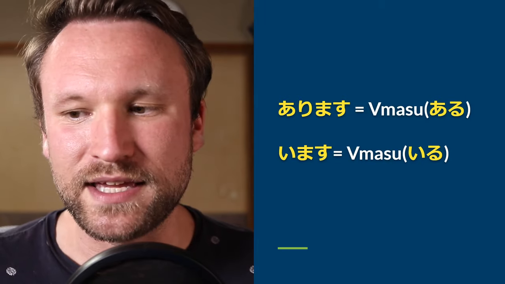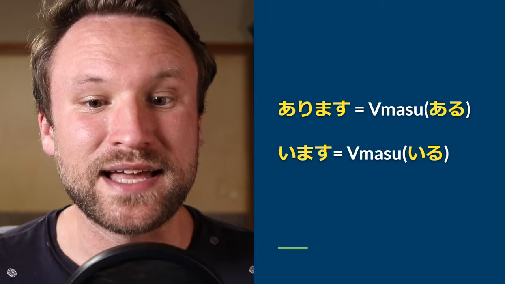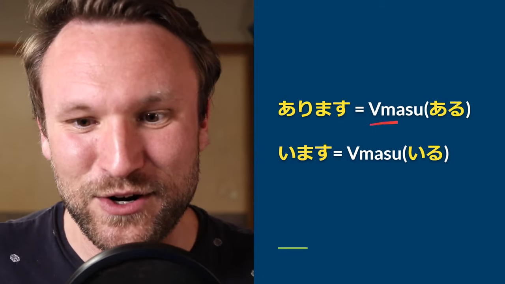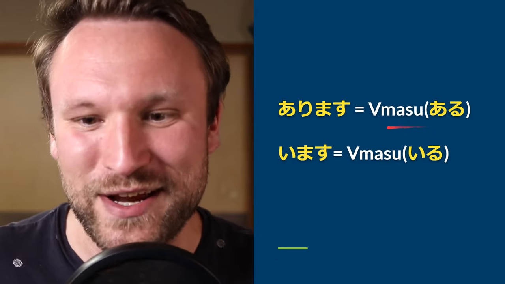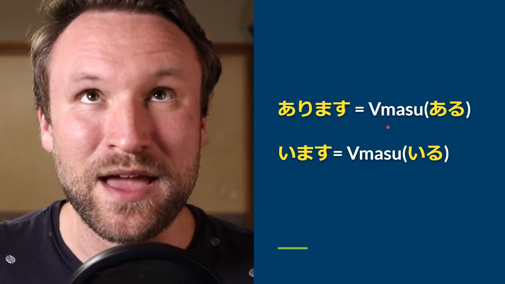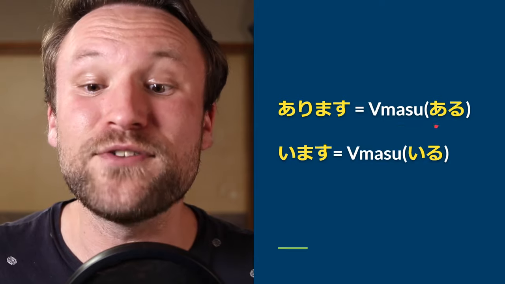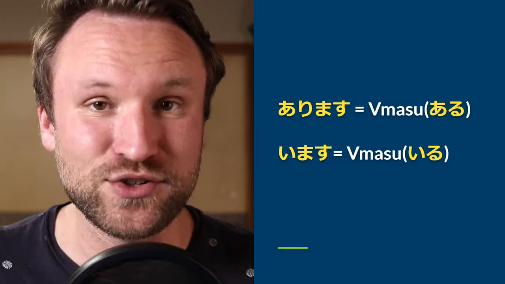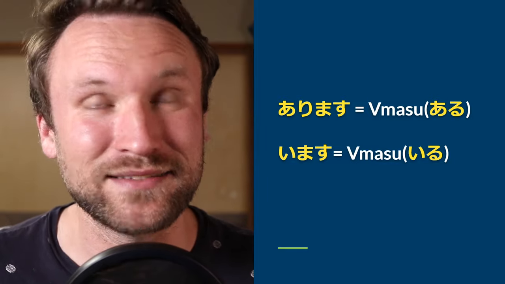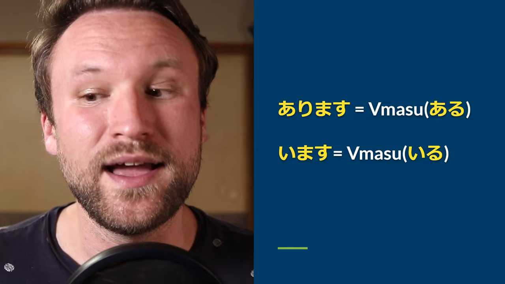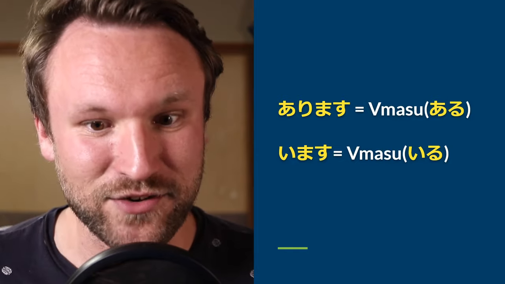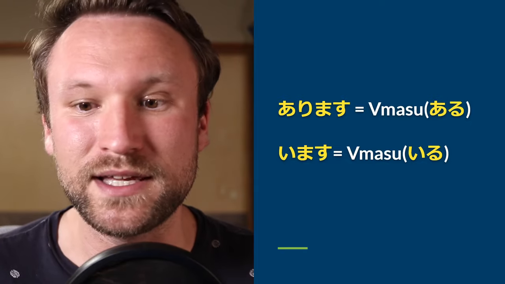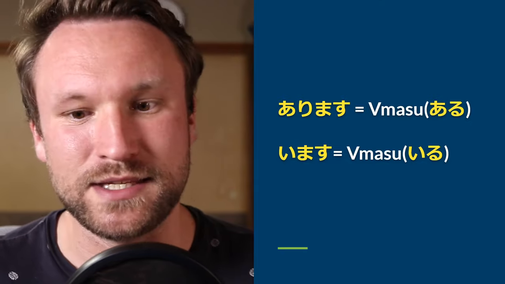So one thing that Genki doesn't show you for some reason right away is that あります and います are actually the ます form, the polite ます conjugation of ある and いる. Those are the dictionary forms of these. ある is to exist, and いる is to exist for an animate object. And their ます conjugations are respectively あります and います. So just keep that in mind. If you're speaking informally, you'll be using the forms ある and いる.